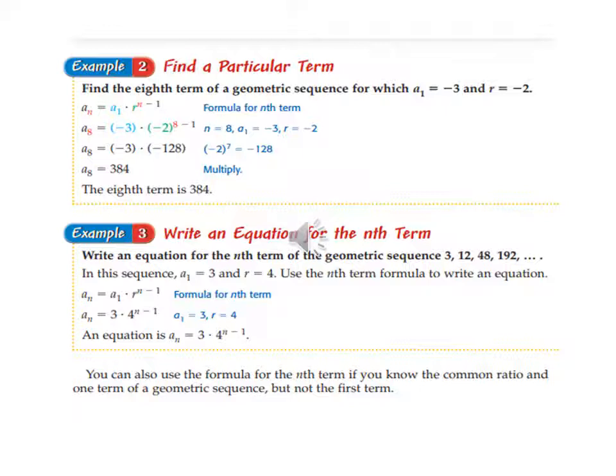Example number 3, write an equation for the nth term. You can also use the formula for the nth term if you know the common ratio r and one term a of a geometric sequence, but not the first term. So it's very important to understand example number 2 and example number 3. It's a direct application, direct substitution in the geometric sequence concept and the geometric sequence common ratio r. There is no problem, but you must solve and check these answers to understand the geometric sequence very closely.